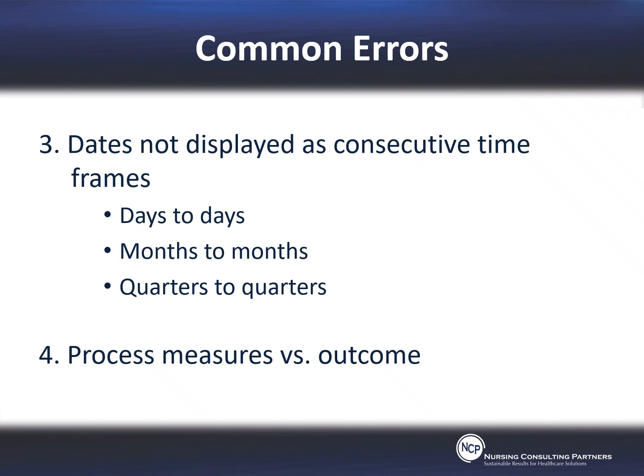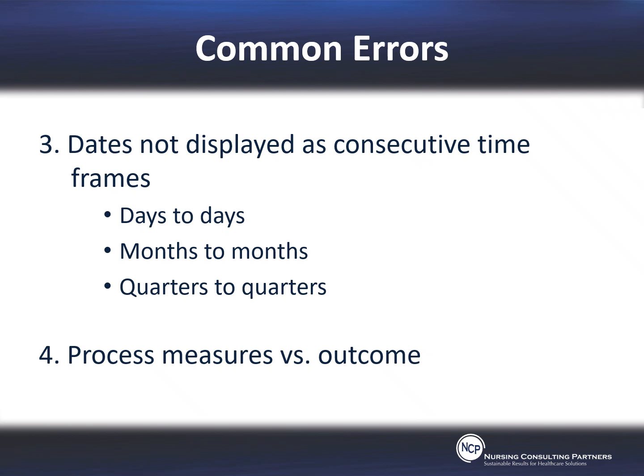The third common error: the dates are not displayed in consecutive time frames. They need to be days to days, months to months, quarters to quarters. Sometimes there are overlapping dates, or the dates don't match the narrative, or particularly when there's a change in years, like from December to January, the year sometimes doesn't get brought over correctly. So take a look at that too.